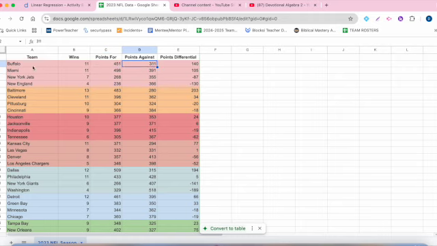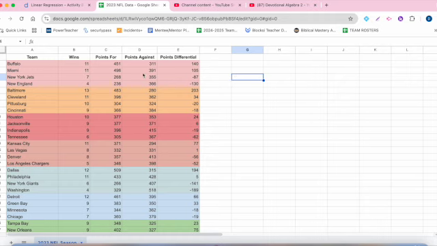So for example, for Buffalo, 451 minus 311 equals 140. So that means that they scored 140 points more than their opponents did that season. Miami, if you do 496 minus 391, you get 105. Why did the New York Jets, how come their point differential is negative? It's because their opponents scored more points against them than they scored. So if you do 268 minus 355, you get negative 87, right? So you want your point differential to be positive.